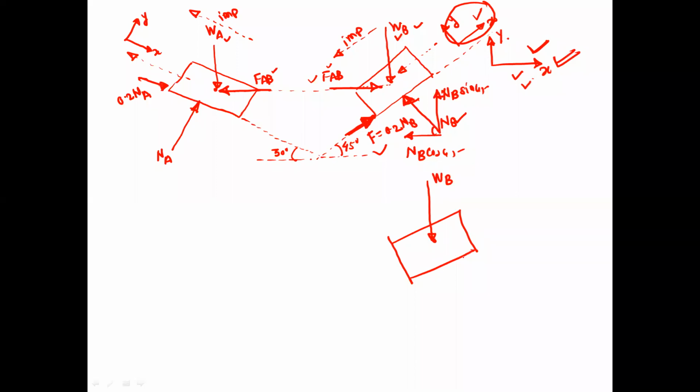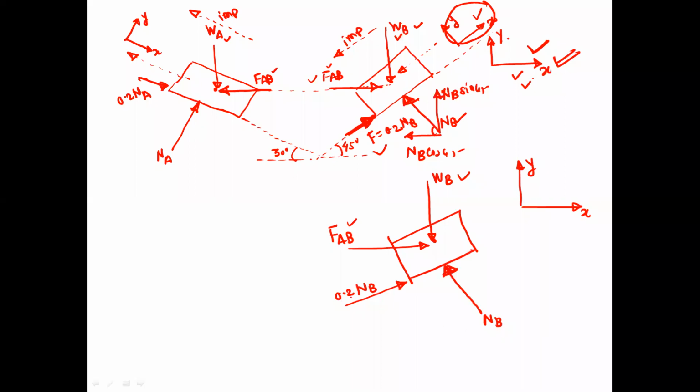This is WB. This is the friction force. This is 0.2 NB. This is the normal reaction. That is the NB. Okay. And this is a common force. So this is FAB. Okay. Our reference axis is, this is X axis and this is Y axis. So FAB and WB are exactly parallel to the X axis and parallel to the Y axis. So we will not resolve these forces. We have to resolve these two forces.